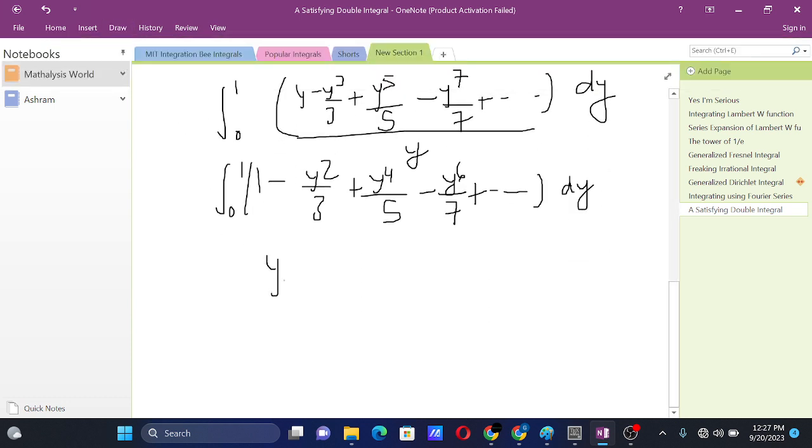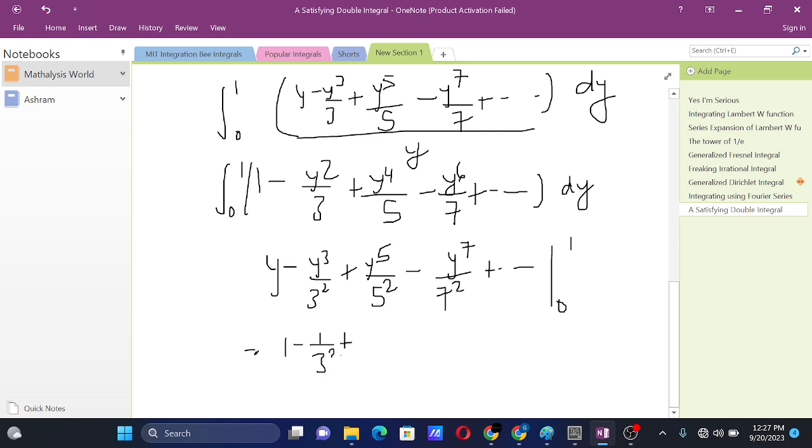It's y minus y cubed by 3 square plus y to the power 5 by 5 square minus y to the power 7 by 7 square, and so on, from 0 to 1. So when you evaluate at 1, we get 1 minus 1 by 3 square plus 1 by 5 square minus 1 by 7 square plus 1 by 9 square, and so on. And at 0 we get minus 0.